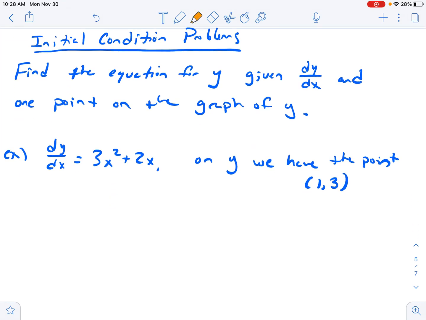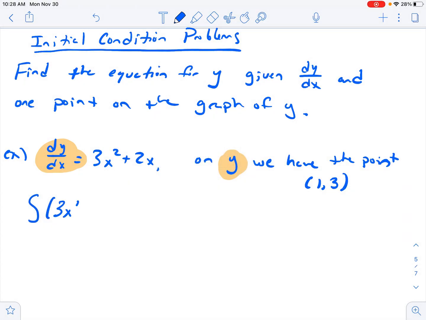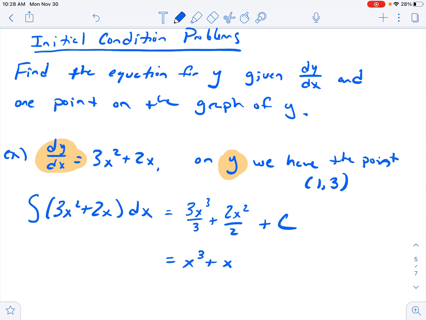Okay, so here's the idea. We have dy dx, that's the derivative. We want y, that's the original function. So it's like if we're given f prime and we want f, we're going to integrate. So to get to y, we're going to integrate 3x squared plus 2x with respect to x. So integrating that, we're going to get 3x to the third over 3 plus 2x squared over 2 plus c. In other words, x cubed plus x squared plus c here.